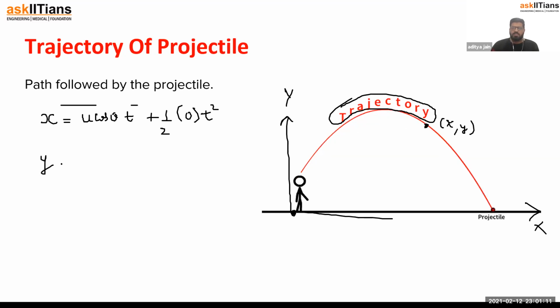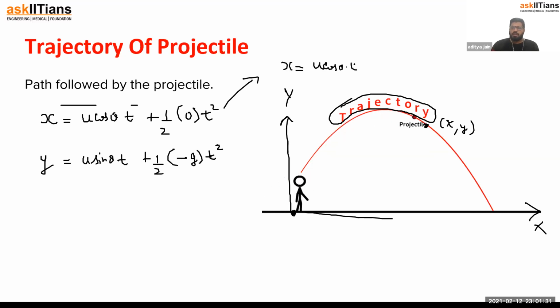What about y direction? Suppose the distance covered in y direction is y. So that will be ut, that is u sin theta into t, plus half. What is acceleration along y direction? It is minus g. We have already discussed that it is minus g for a projectile. So it will be u sin theta t minus half gt square. So from this equation, what can you see? X equals to u cos theta into t. And you can see t is equals to x over u cos theta.